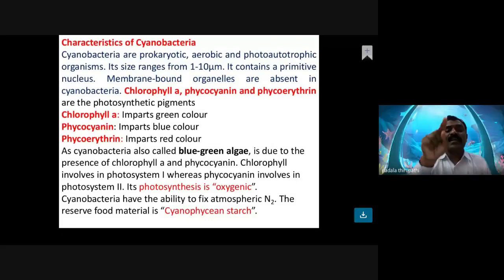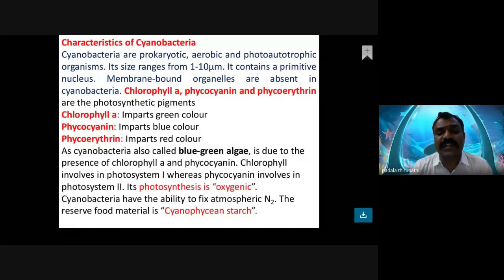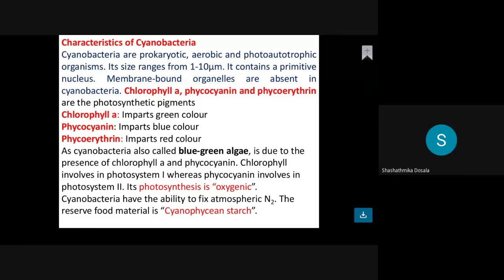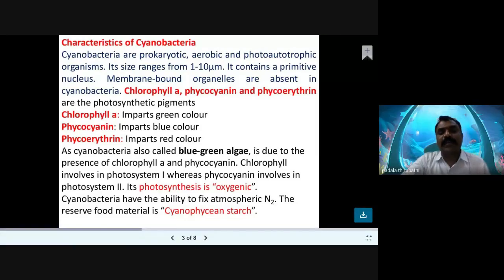These plant body members, and the color is which color, my dear friends? Blue green color. BGA, blue green alga. Which type of pigments are responsible? Phycocyanin and chlorophyll A. And phycoerythrin also. So these are due to chlorophyll A and phycocyanin.